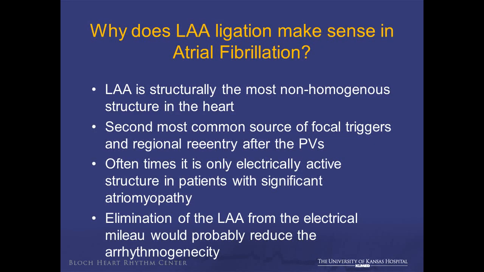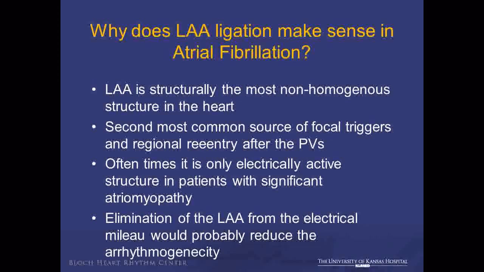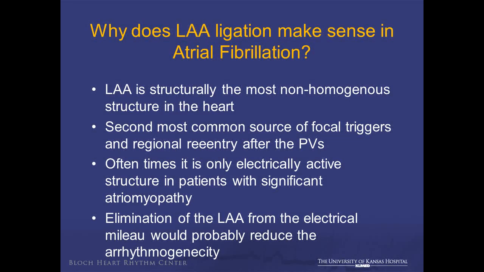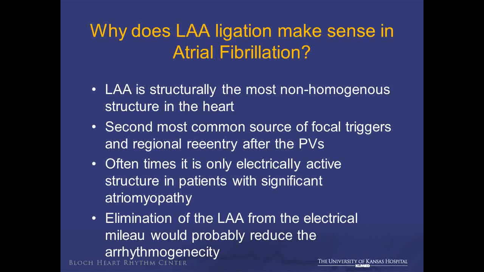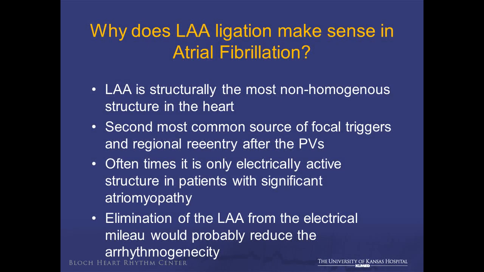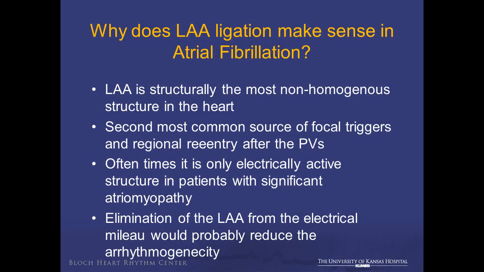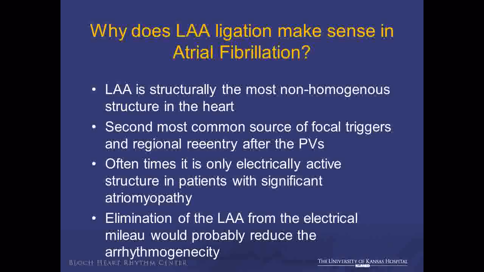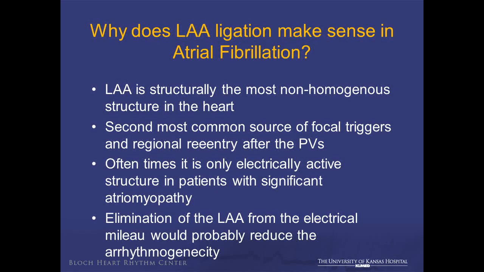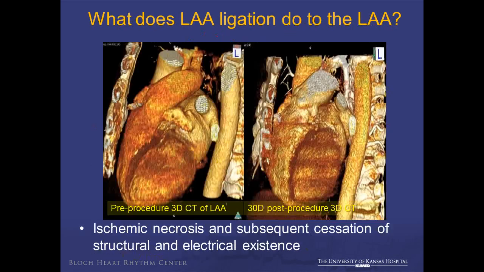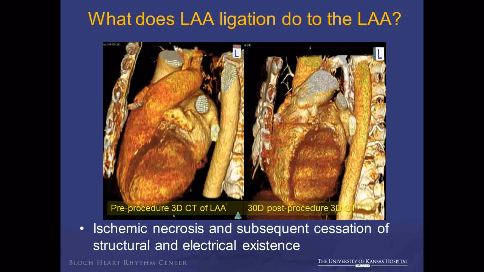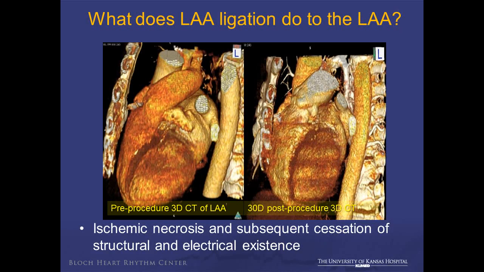So why does it make sense to ligate the appendage in AFib? It's structurally the most non-homogeneous structure in the heart, and the second most common source of focal triggers. And oftentimes it's the only electrically active structure even in patients with significant atrial myopathy. There's a paper that we're putting out in this type of patients. Even though the arrhythmia seems to be more paroxysmal, the only stuff that's happening is all in the left atrial appendage, an organized arrhythmia in the left atrial appendage. And once you isolate or electrically exclude this, you have a much better success.